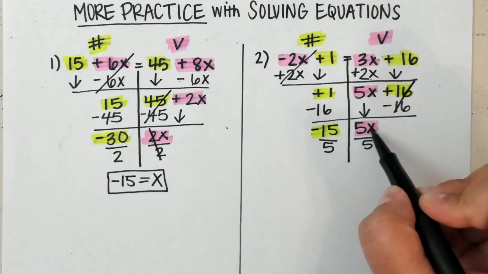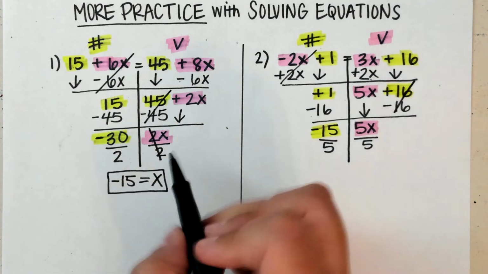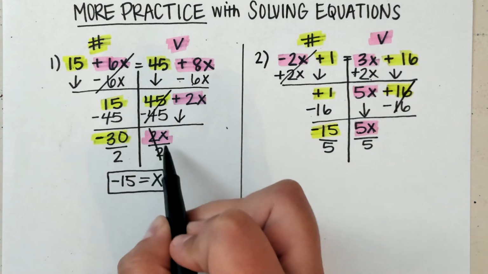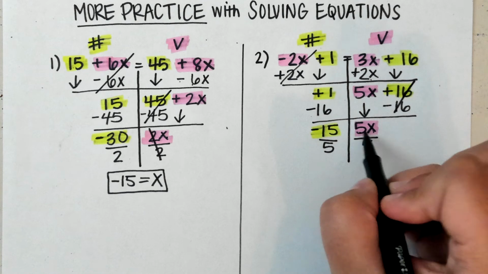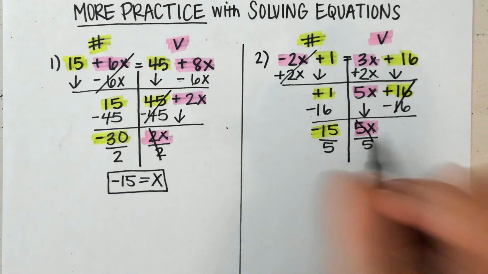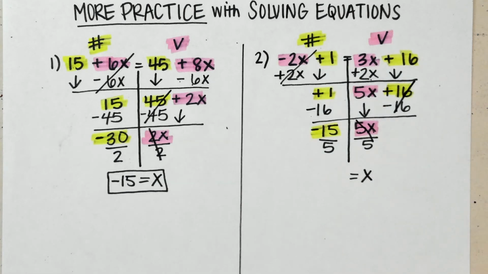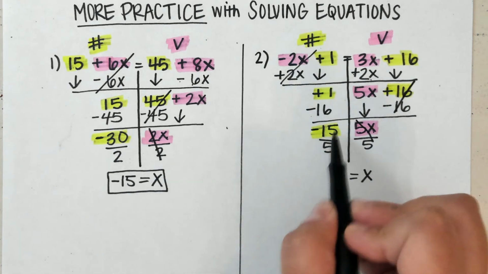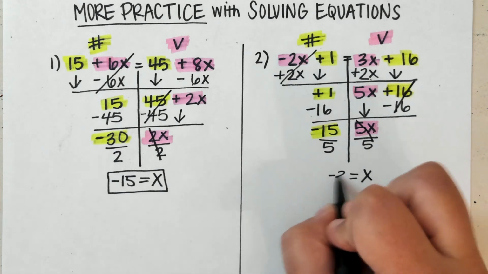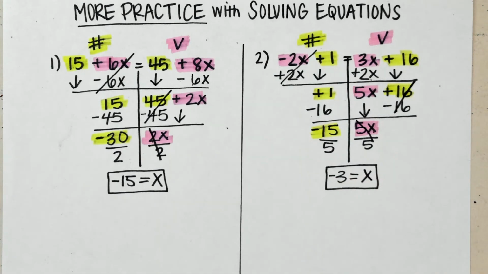Remember, you're always going to divide by the number that is next to the variable. So over here, the 2 is next to the variable, so I divided by 2. The 5 is next to the variable, so I'm going to divide by 5. 5 divided by 5 is just 1, so I'm left with just x. And then negative 15 divided by 5 is negative 3. So x is equal to negative 3.